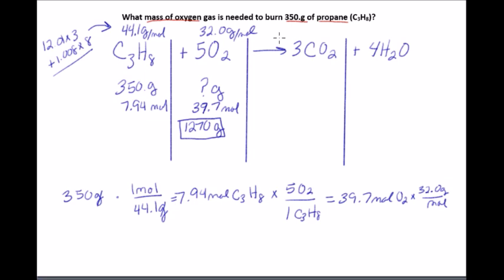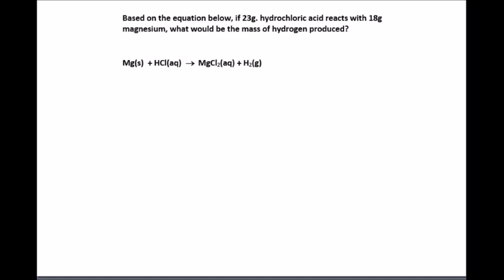Now, this one was fairly straightforward. We want to look at a limiting reactant problem. It's a little bit more complex, so let's take a look at it. All right, based on the equation below, if 23 grams of hydrochloric acid reacts with 18 grams of magnesium, what would be the mass of hydrogen produced?